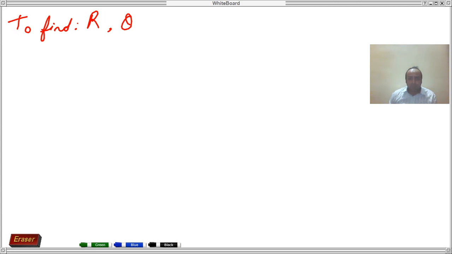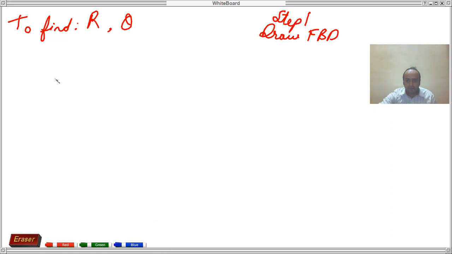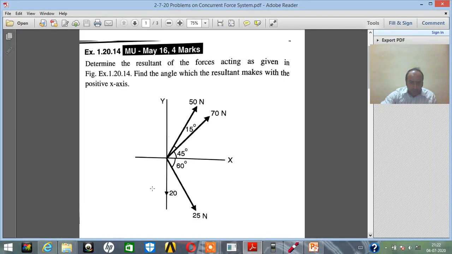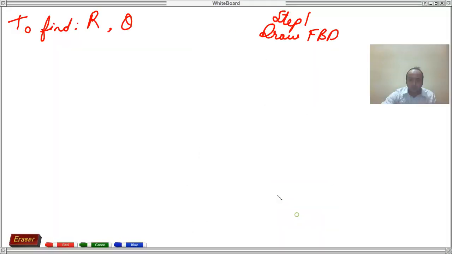Now step 1, that is drawing the free body diagram. As you can see, we will be drawing the free body diagram one by one. This is the question's diagram, with x-axis, y-axis, 70 Newton, 50 Newton, 25 Newton and 20 Newton. These are the four forces acting on the system. Let's make the free body diagram of it.